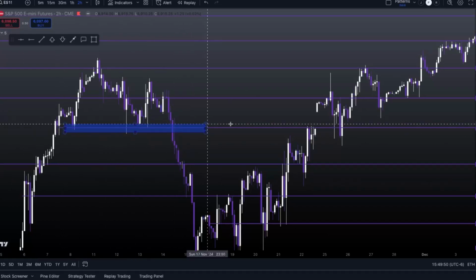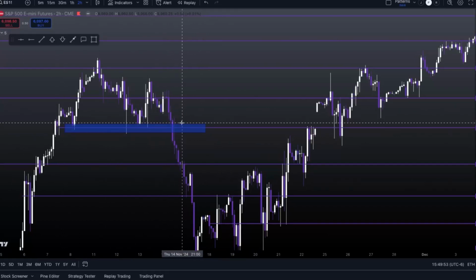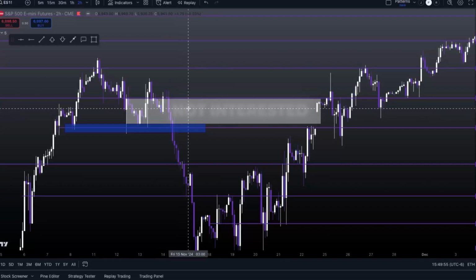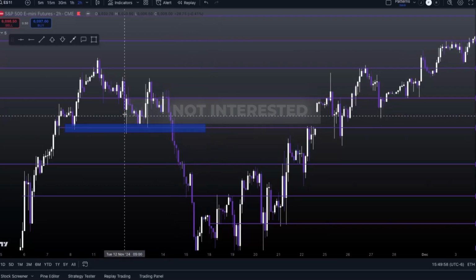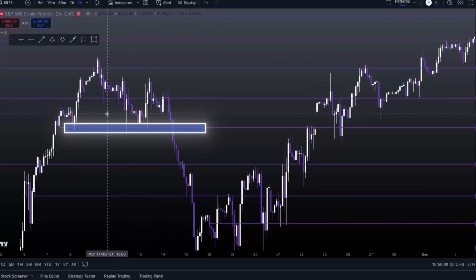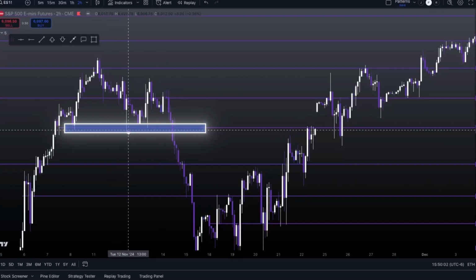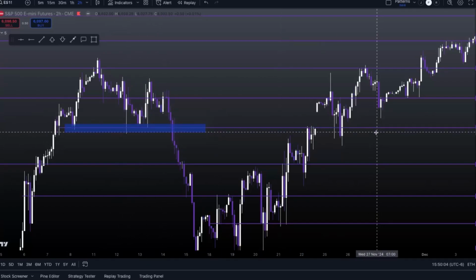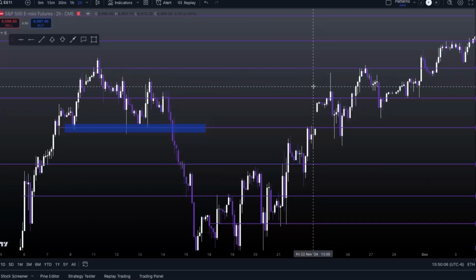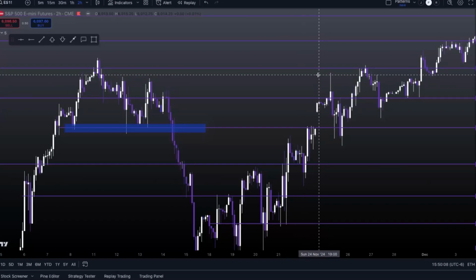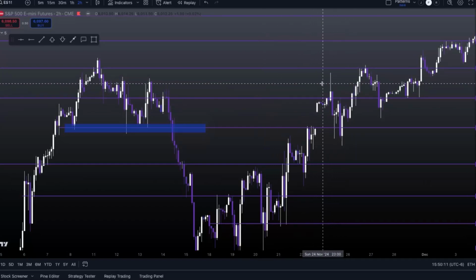You can see this area was very important, and if price is in the middle of these two areas here, I'm not interested in taking any trades. I'm only interested if price comes into this area, or especially if price tests below and comes back above. I'm not concerned with any of the action between these key areas. That is just going to be choppy, low quality price action that's going to increase your losses.